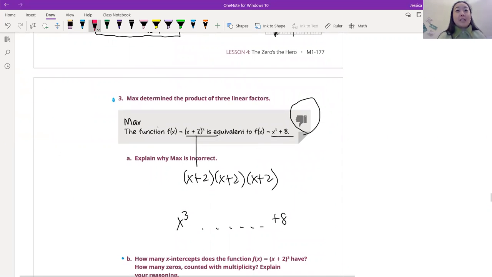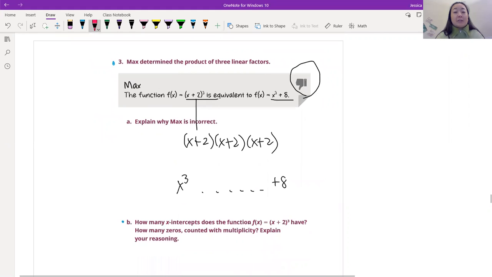Okay, so Max was like, well, x plus 2 to the third power is equivalent to x cubed plus 8. Why is that not the same? Why is that a thumbs down? Because remember, what this means is x plus 2 times x plus 2 times x plus 2, and Max forgot that whole middle part right there, right? Because you're doing a whole bunch of multiplication. Nothing cancels out because they're all pluses. So that's what that looks like.